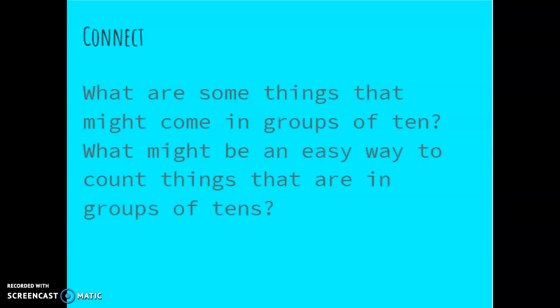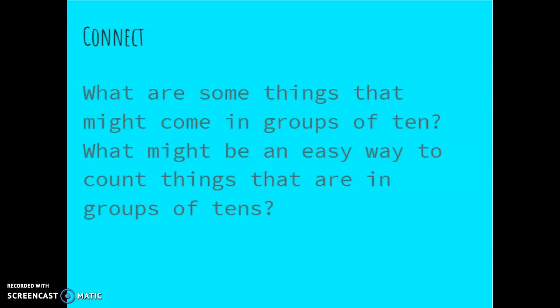What are some things that might come in groups of 10? So let's think about some things that we could purchase that might come in groups of 10. What might be an easy way to count things that are in groups of 10? So we want to think about what is going to be the most efficient way for us to count and get a total number when we're multiplying.